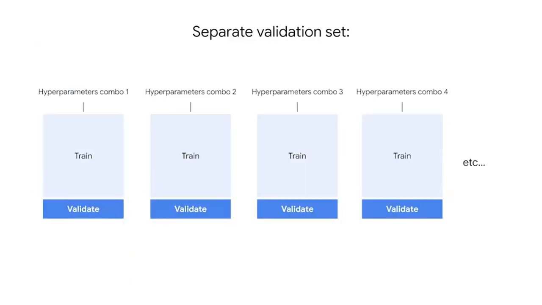But now, there's a separate holdout set for validation. An ensemble is built for each combination of hyperparameters. Each ensemble is trained on the new training set and validated on the validation set.